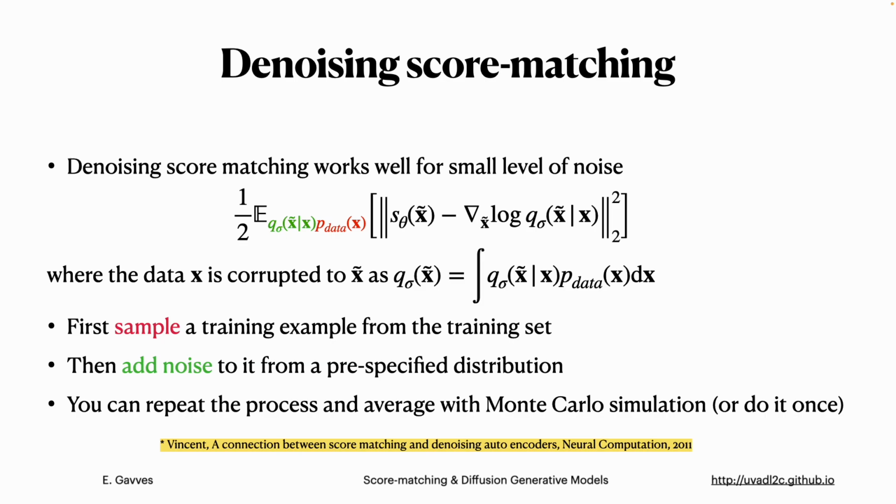So here, we first sample a training example from the training set. Then we sprinkle a little bit of noise onto the example. So basically this is the operation here. And we try to minimize the difference between the score function as estimated, so the score function is our neural network. We pass our noised-up sample through our neural network.